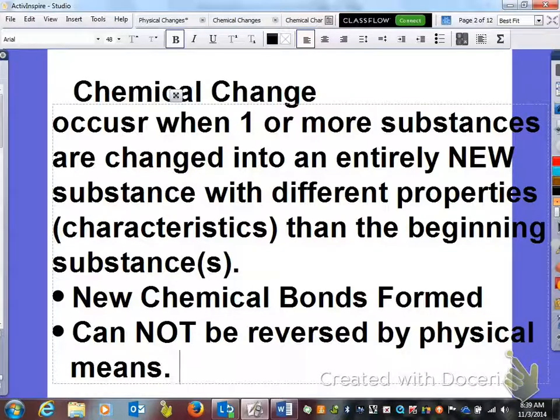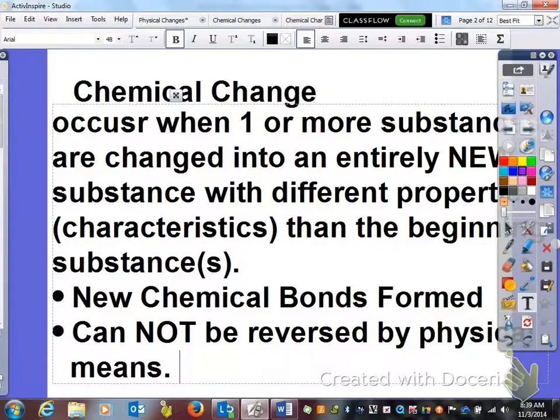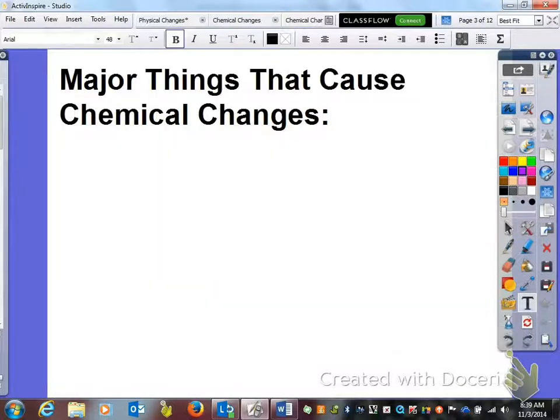Now, when we learned about physical changes, we found that we could reverse those by what we considered easy means, like boiling water. On chemical changes, however, they cannot be easily reversed. They cannot be reversed by physical means, because you have new chemical bonds that were formed. As we go on and see some examples, we can put this definition into practice, something you can visually understand.